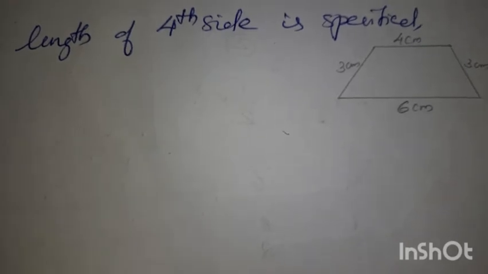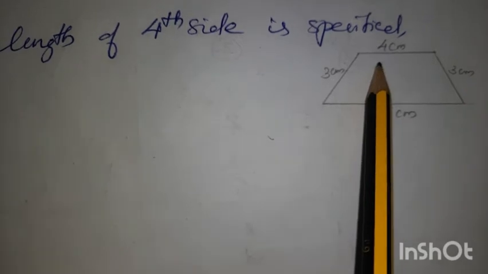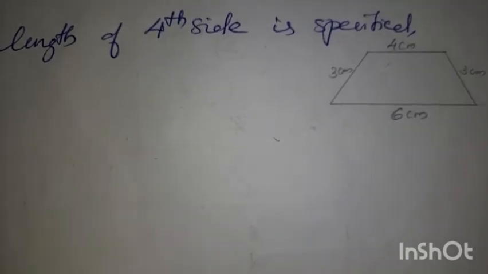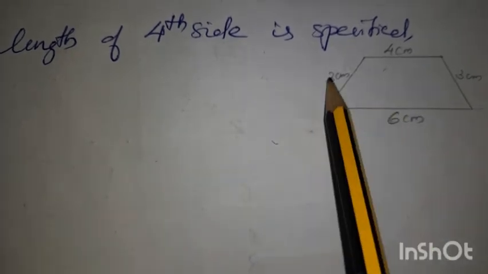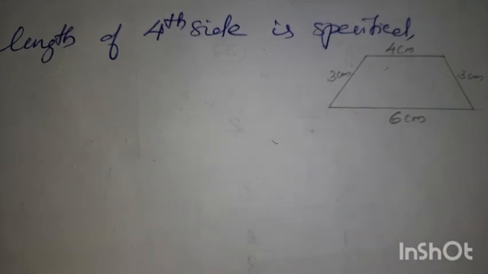Instead of giving angles, the length of the fourth side is also specified. Then how can you draw the trapezium? 6 centimeter and 3 centimeter are the adjacent sides, and the opposite parallel side is 4 centimeter.